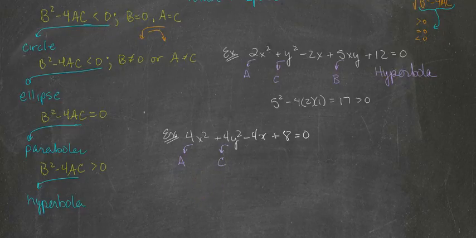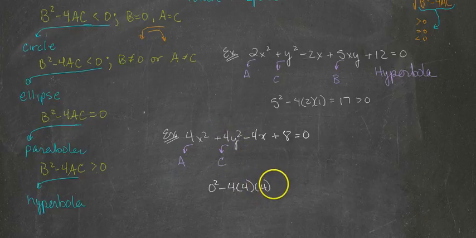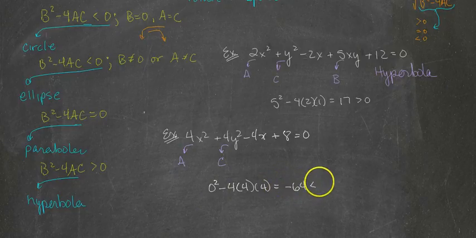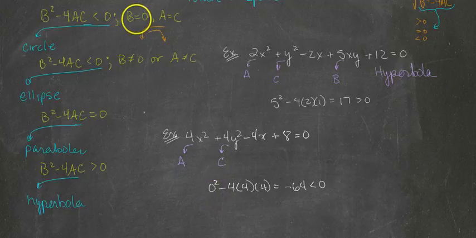So I have b squared, which is 0 squared, minus 4 times a, which is 4, and c is 4. So this equals 0 minus 64, which is negative 64, which is less than 0. And so the condition that the discriminant is less than 0 and b equals 0, which is true, and a equals c, a and c are equal to each other. So we have to be looking in this case at a circle.